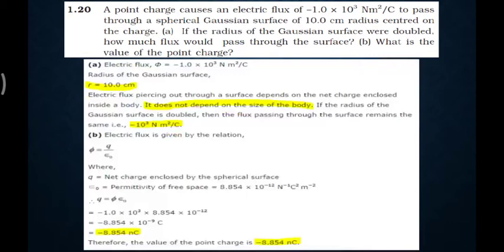The electric flux is given as minus 1.0 times 10 to the power 3. The radius of the Gaussian surface R is 10 centimeters. The electric flux through the surface depends on the net charge enclosed inside the body. It does not depend on the size of the body. If you have a huge size, it does not mean that a huge flux will pass through it. No, the amount of charge inside will affect how much flux passes through it. So if you increase your 10 centimeters to double, meaning 20 centimeters, it does not mean that the flux will increase.